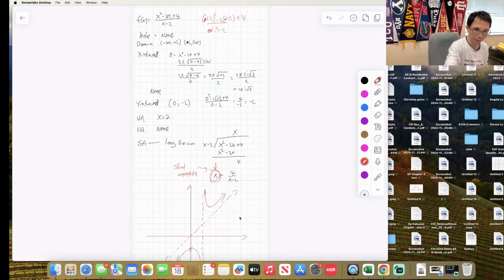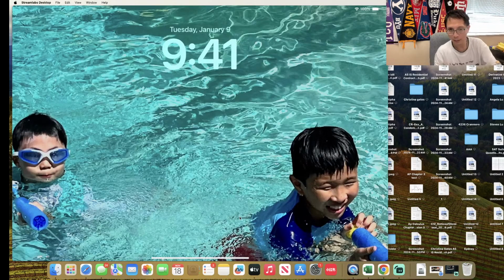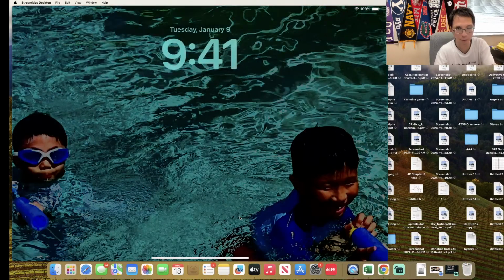So I'm going to give you a question to try, and I want you to try it here rather than at home. And of course, can you have all three of them? Can you have horizontal and slant at the same time? No, you cannot. Only if the numerator has the same degree or a lesser degree does it become a horizontal asymptote, right? If the numerator has a higher degree, then that is going to be a slant.